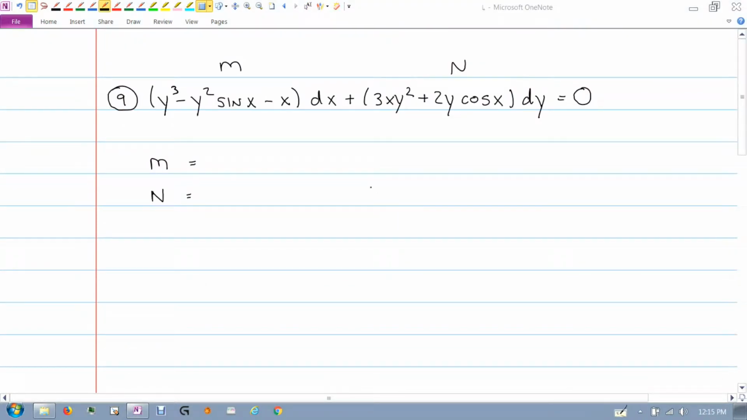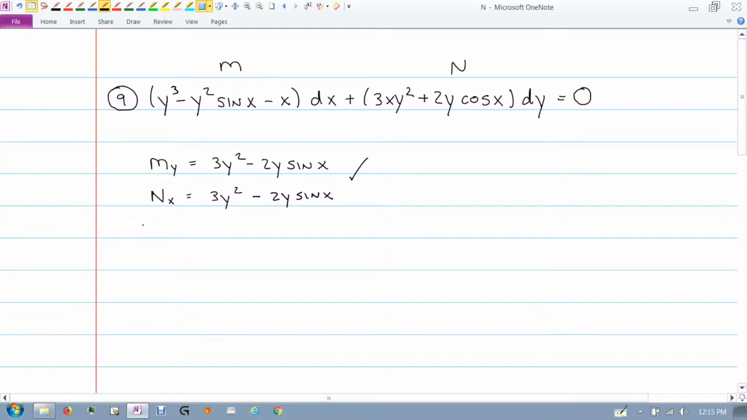All right, so here's number 9. I've written it down, and we've got what M and N are. So the partial of M with respect to y is equal to 3y squared minus 2y sine x. I'm going to move a little faster through these partials. And then the derivative of N with respect to x is 3y squared minus, we're going to have to take the derivative of cosine x, which is negative sine x. So that's where this negative is going to come from. So minus 2y sine x. And so yes, they check out. It is an exact equation.